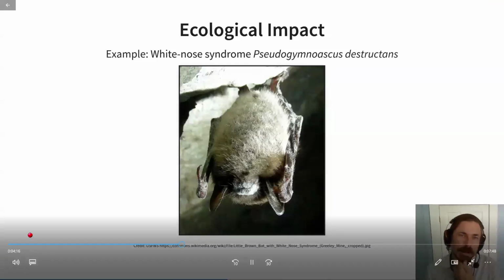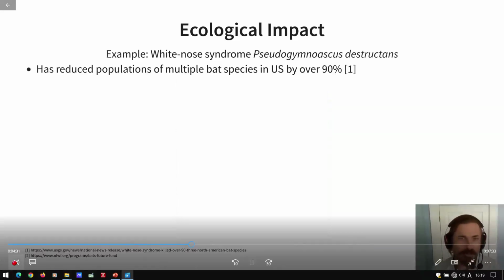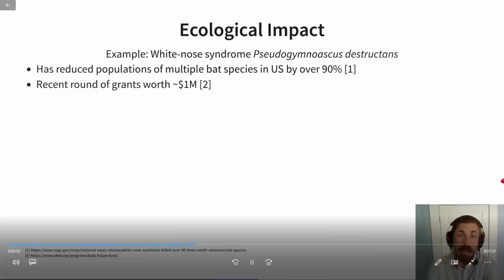So white nose syndrome is caused by a fungus, actually. It's from Europe. It arrived in the States some years ago and has been completely decimating bat populations all over the place. There's a couple of species that are actually really having problems and are ending up on endangered species lists because of this invasive fungal pathogen.